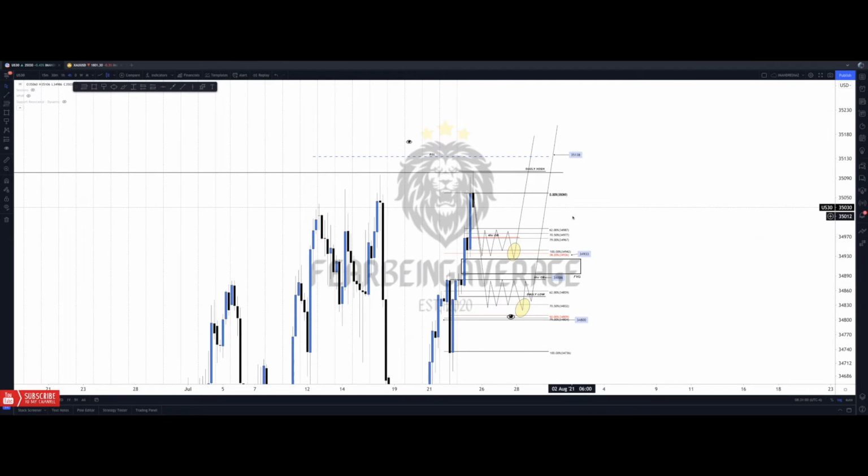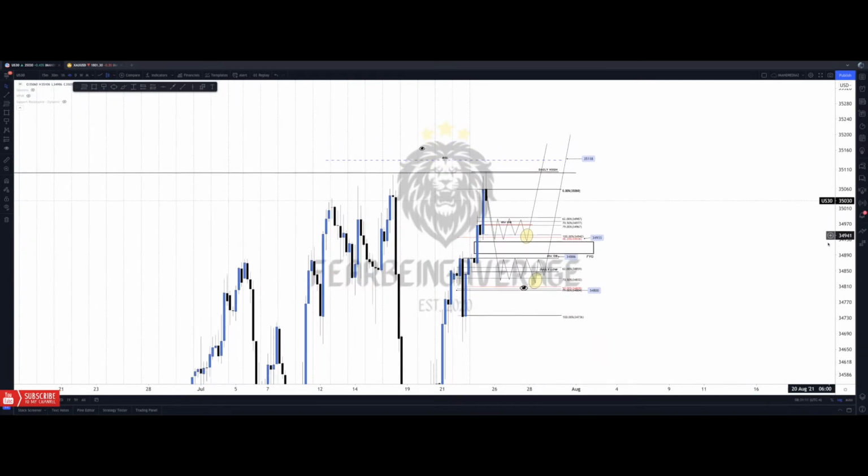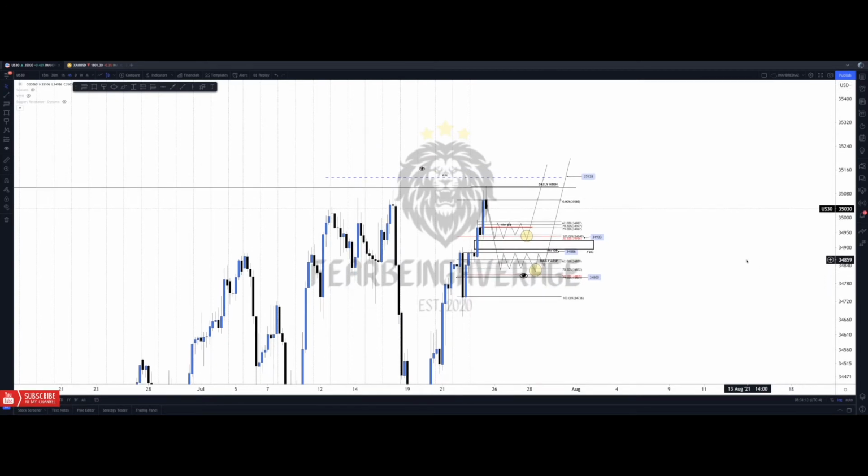It doesn't mean it's going to happen this week. It might not happen anytime soon, but it gives you an idea where price is likely to target, because this area is liquidity. So that's basically what I expect to happen for US30. So let's move on to gold.